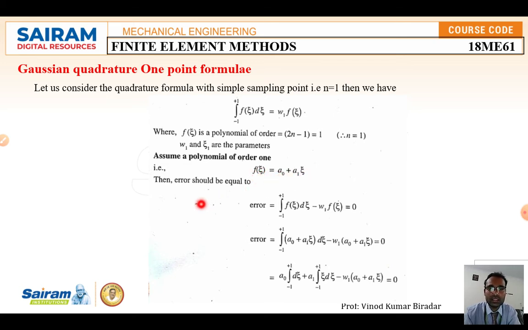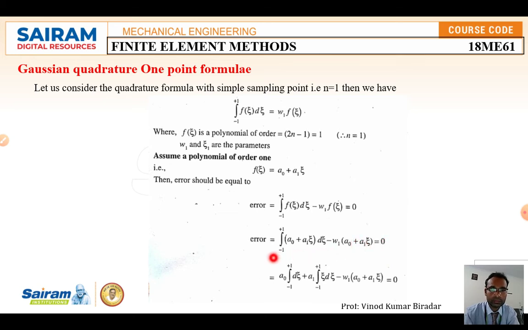Then the error is equal to the integration from -1 to +1 of f(ζ) dζ minus w1 f(ζ), which is equal to 0. We already know this symbol, f(ζ). If you substitute, w1 f(ζ) gives you ζ. So again the error: substitute f(ζ) is equal to a0 plus a1 ζ here, minus w1 as it is, which is equal to 0.